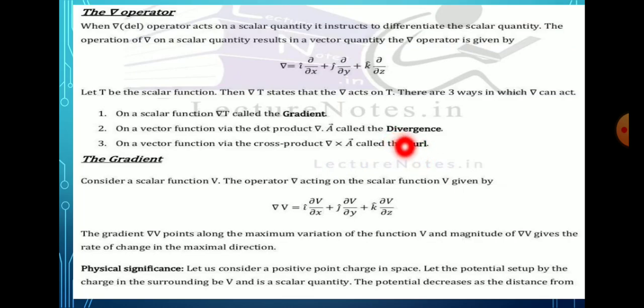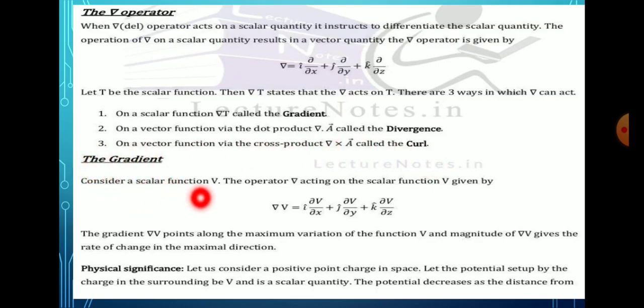Just remember: wherever del t comes, we call it gradient. Wherever del dot a bar comes, we call it divergence, and wherever del cross a bar comes, we call it curl. Then next is the gradient.